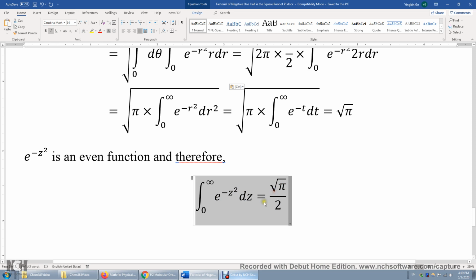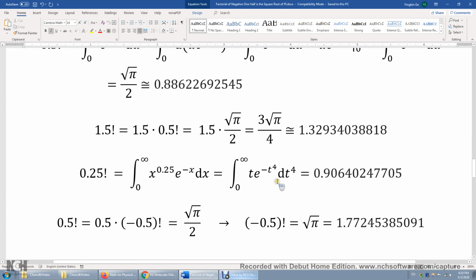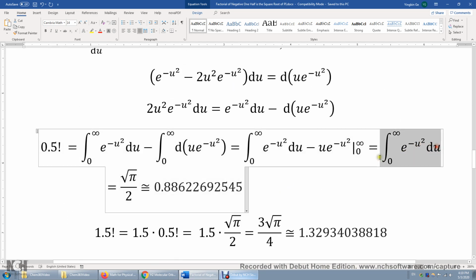This is very important. And also, this z is a dummy variable. I'm going to replace the z with u. Therefore, the integral of e to the power of negative u squared du is also the square root of pi over 2 if u is from 0 to infinity. So that's right here. This guy is simply square root of pi over 2. And then, again, now you hopefully have seen the whole derivation and believe this 0.5 factorial is simply the square root of pi over 2.